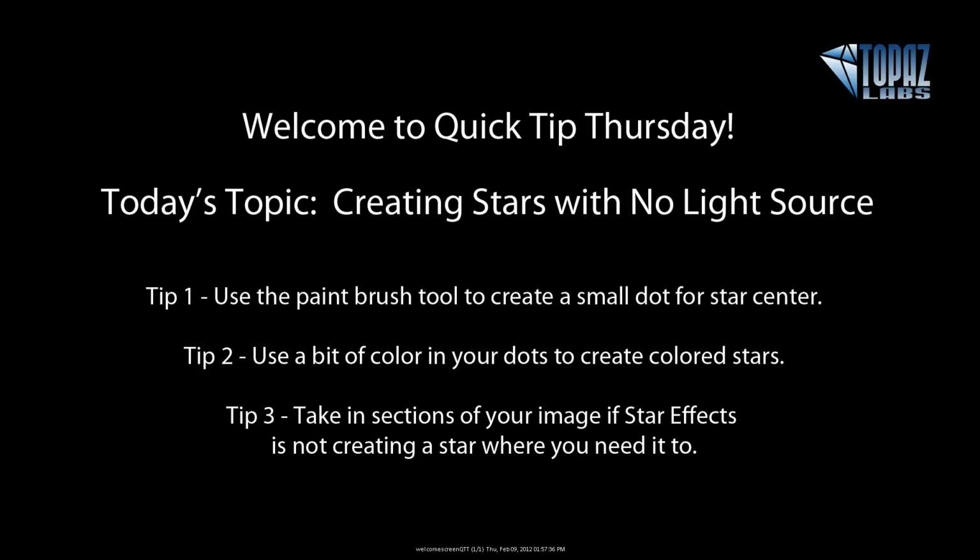Tip number 3, if you're working with an image where you think that it should be recognizing an area as your light source and it doesn't, there is a reason for that, and I'll talk about that in a minute. But you can take in sections of your image if Star Effects is not creating a star where you need it to. Then it will most likely recognize those areas as light sources, and I'll show you an example of that in a moment. So let's just go ahead and jump right in.